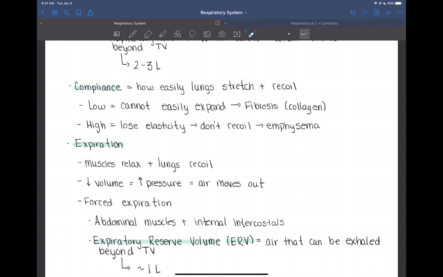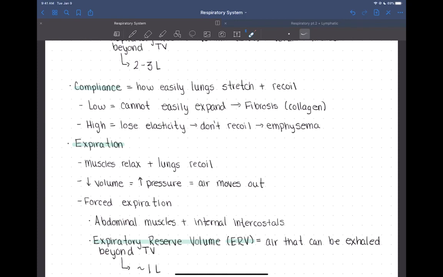And then compliance, if it's very, very high, that would mean that the lungs have lost elasticity. And so they can't recoil or bounce back when you exhale. A lot of times a high compliance is seen with emphysema, and it feels like you can't exhale all the air in your lungs.